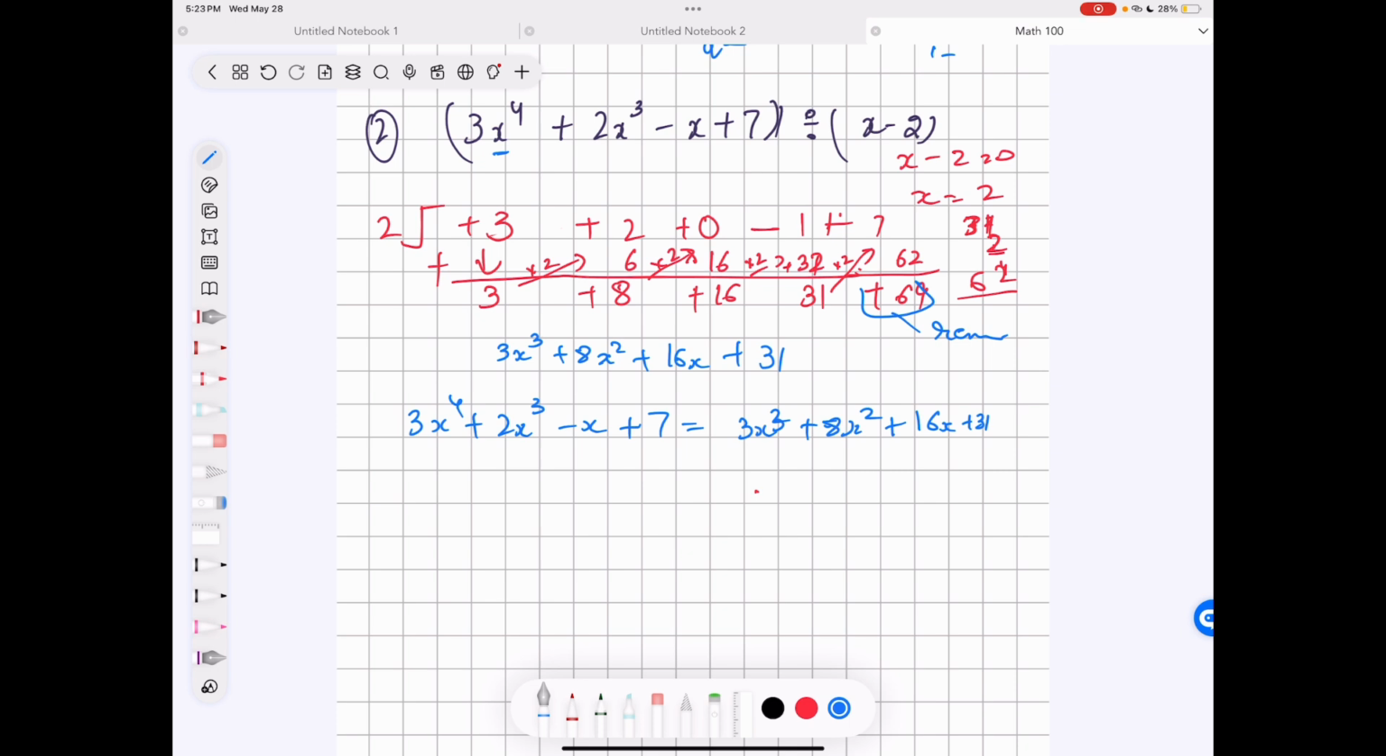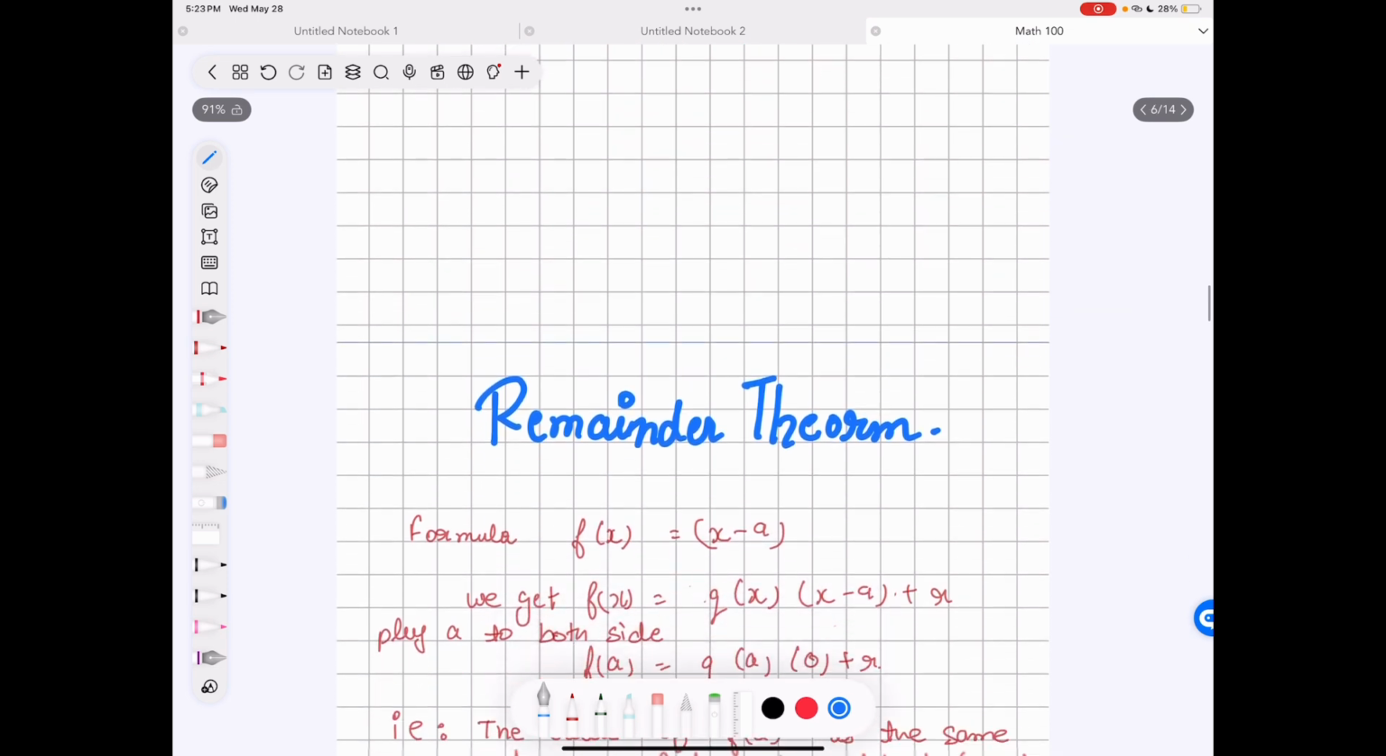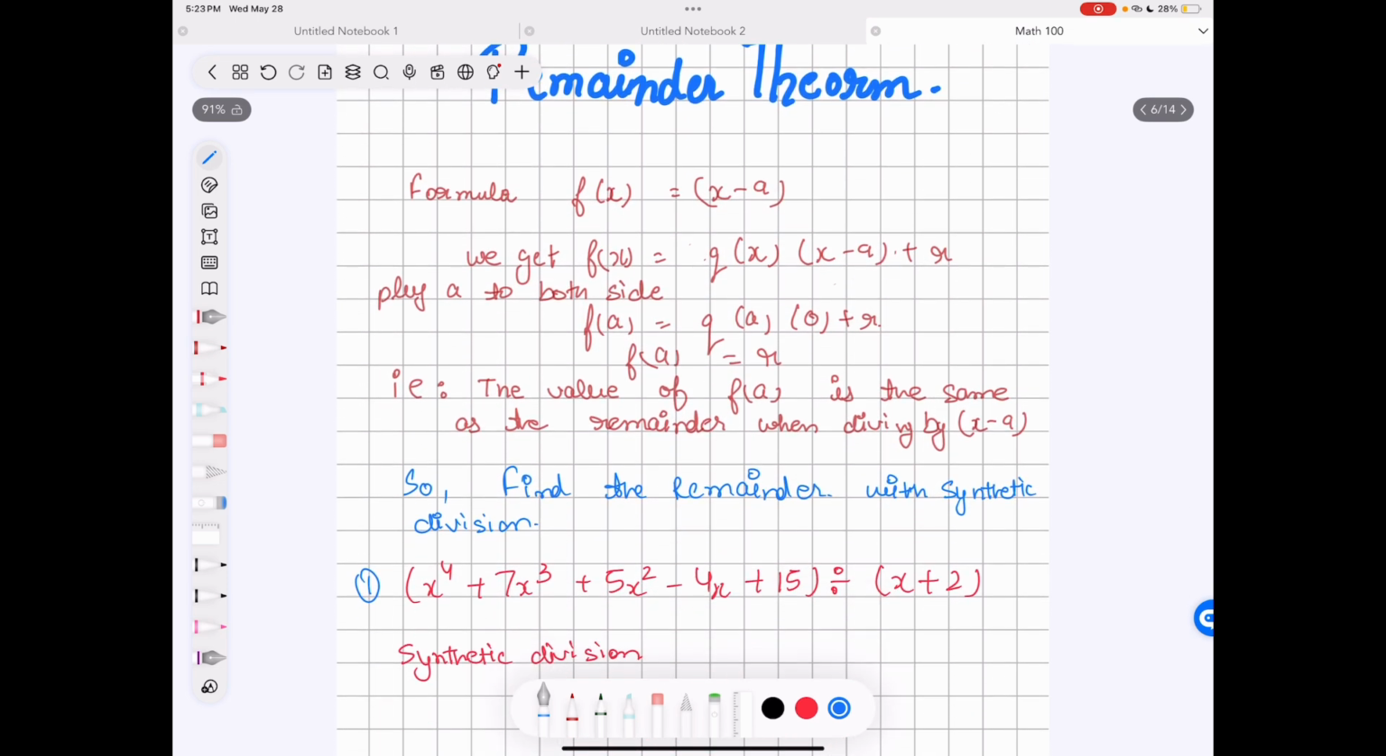And we get our remainder as 69 divided by x minus 2. This is our final answer here. Now we're gonna do the remainder theorem. This is the formula for the remainder theorem.